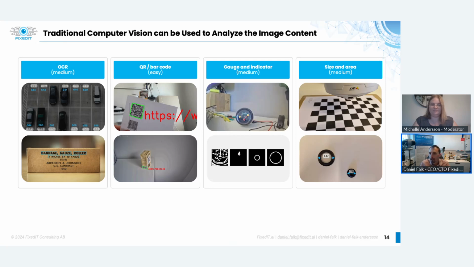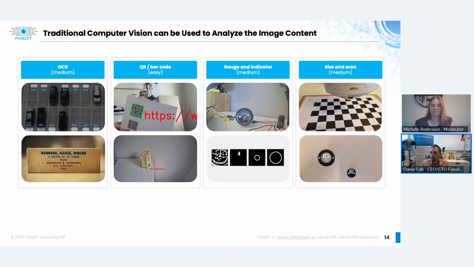We have gauge and indicator reading. This is an open source example from Axis that you can find on their GitHub page. Here you can point the camera at the analog gauge, and you can decode what is the current value it is pointing to. So it's an easy, non-intrusive way to digitalize older equipment.